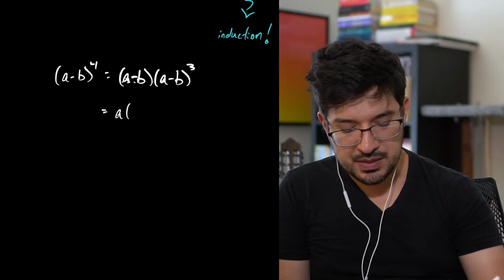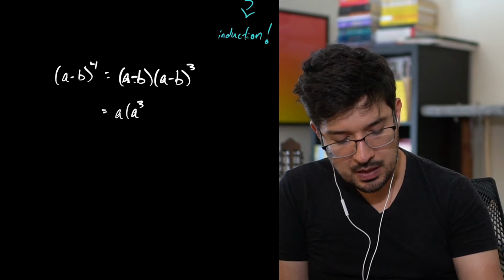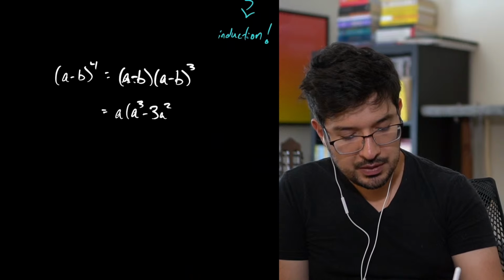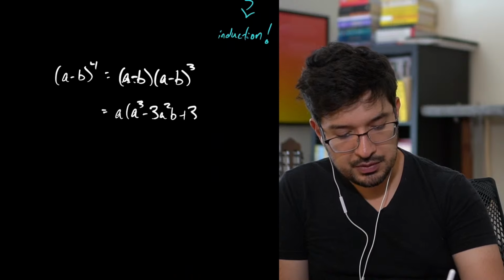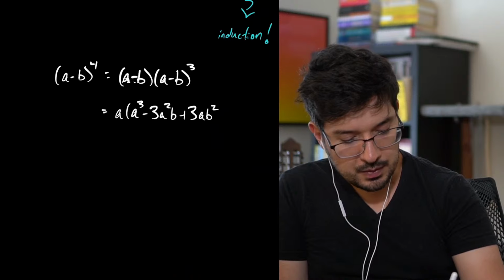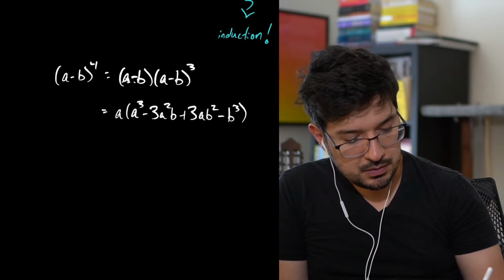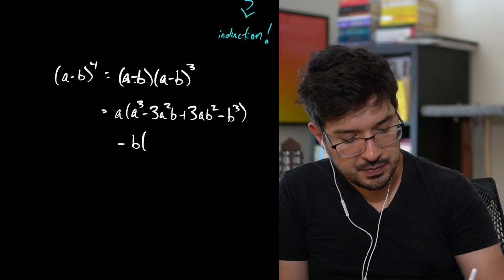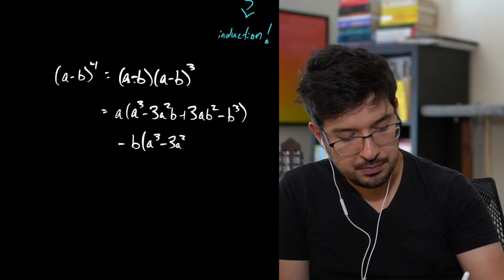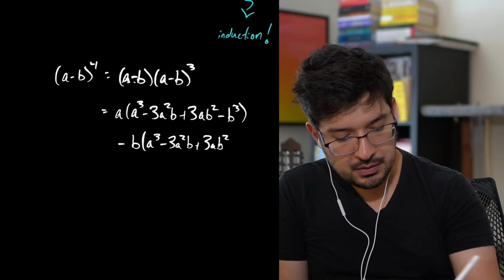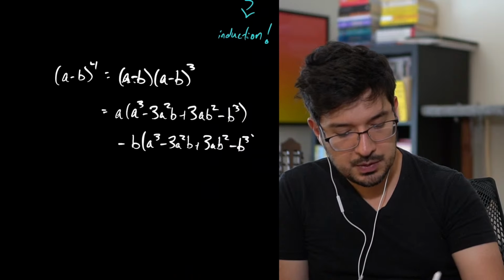Well, let's just do it. I'll do it. A cubed minus 3a squared b plus 3ab squared minus b cubed, minus b times the same thing: a cubed minus 3a squared b plus 3ab squared minus b cubed.